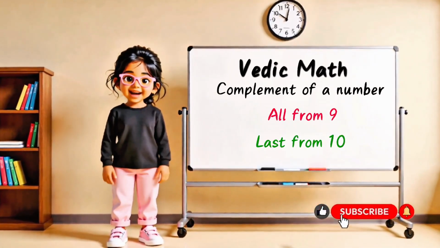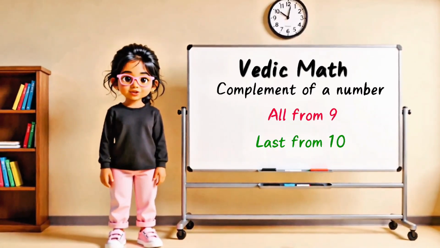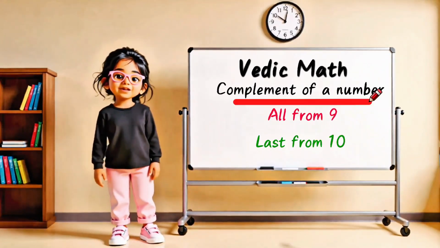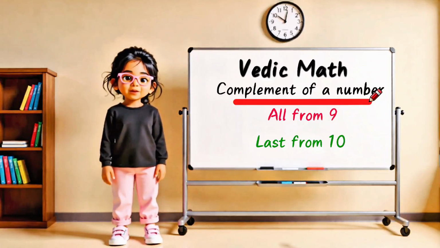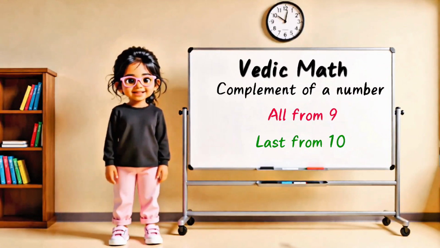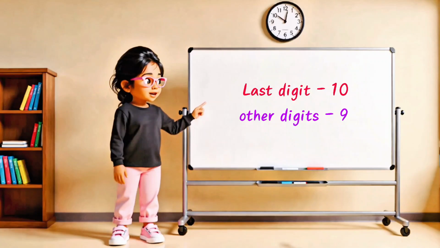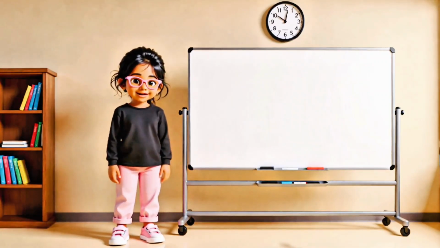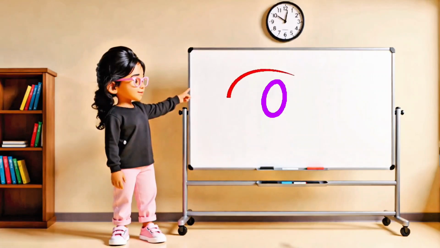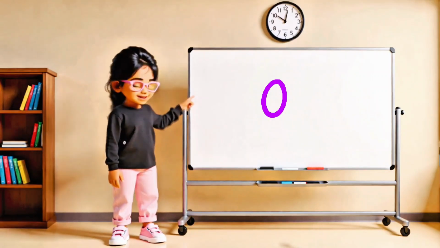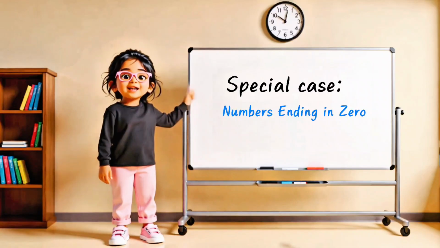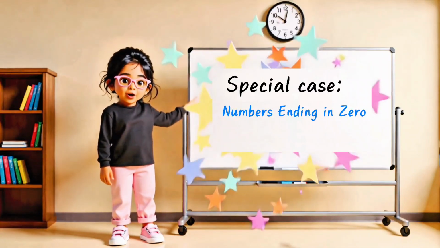Math Stars! In our last video, we learned the magic rule, all from 9, last from 10, to find the complement of a number. If you missed it, please watch my last video. Remember? We subtract the last digit from 10 and all other digits from 9. But what happens when the number ends with 0? That's today's special trick. Special case, numbers ending in 0.